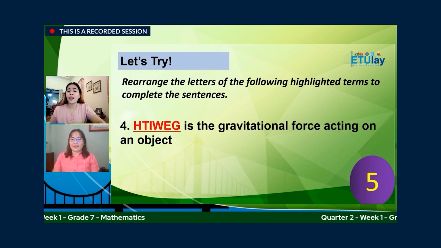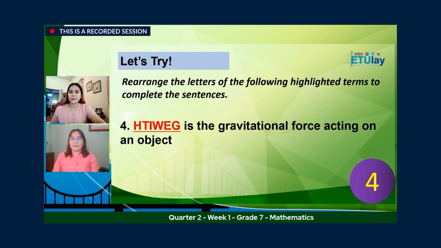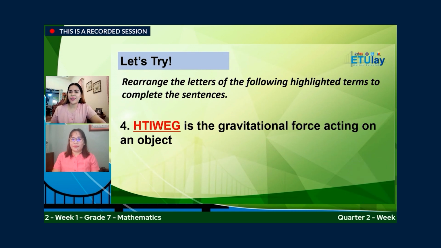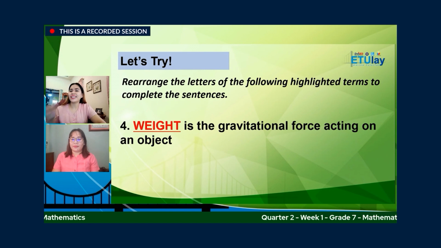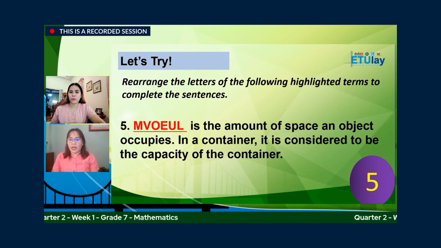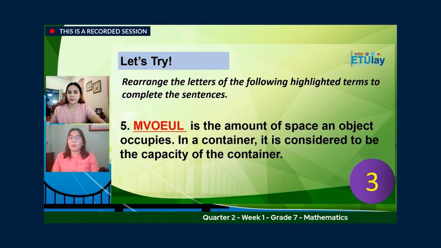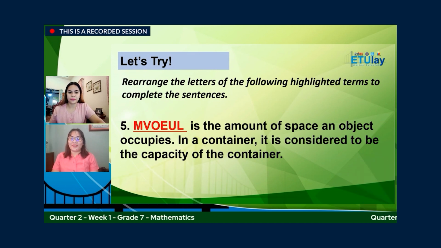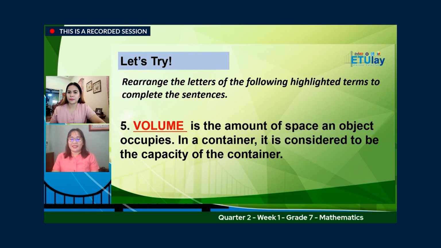Okay, number 4. It is the gravitational force acting on an object. What is that? Okay, if your answer is weight, good job. For number 5, blank is the amount of space an object occupies. In a container, it is considered to be the capacity of the container. What is the answer? The answer is volume.